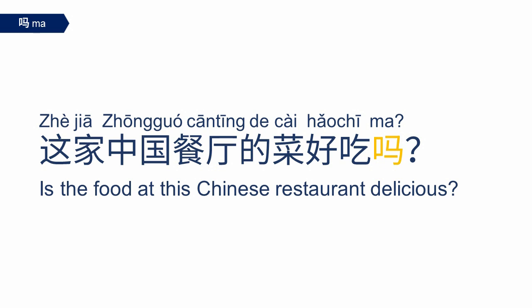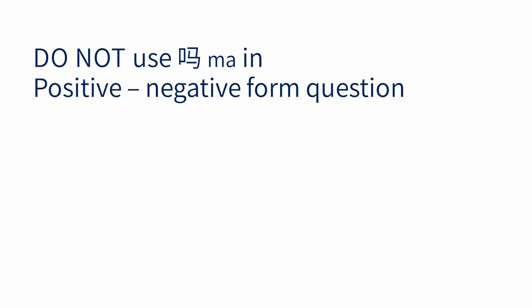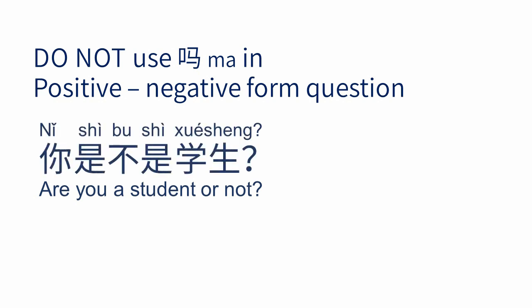But please pay particular attention here. Ma can only be placed after a statement. If the sentence is already a question, or it already has a question word, we can't use ma again. For instance, ma can't be used in a positive-negative form question. Let's look at the example sentence together. Are you a student or not? In Chinese, we should ask like this. 你是不是学生?